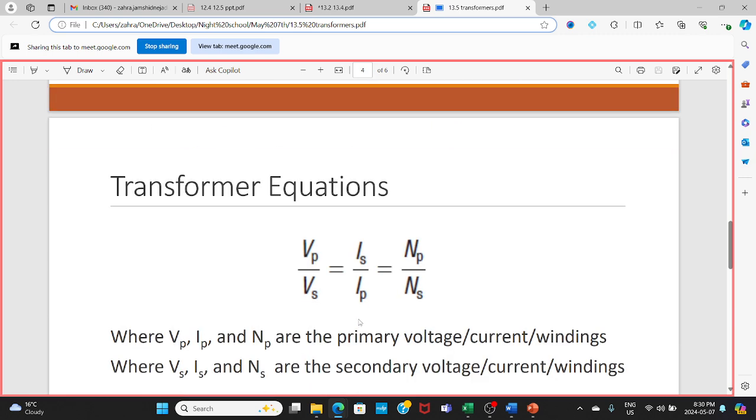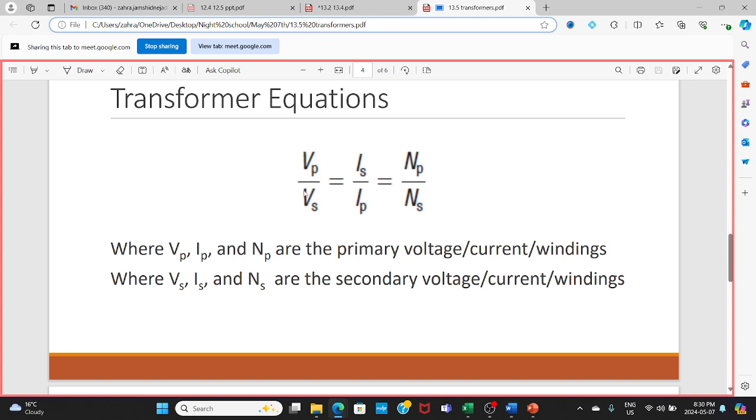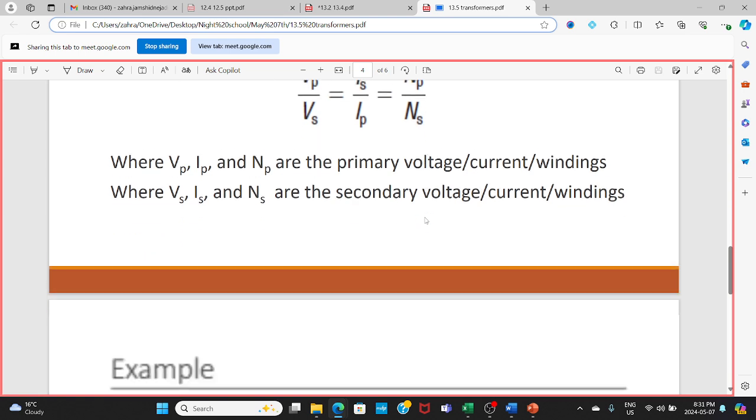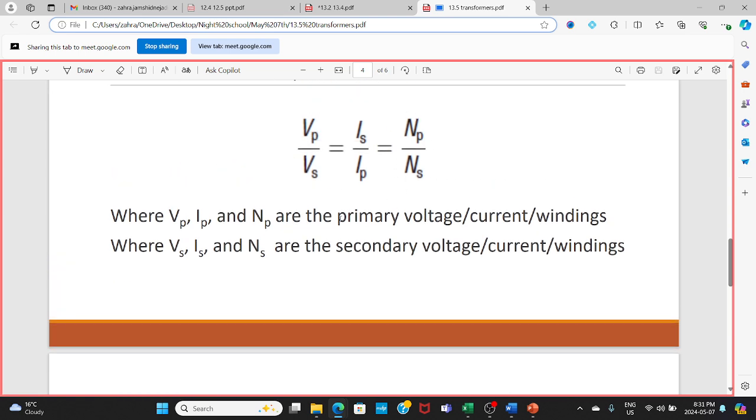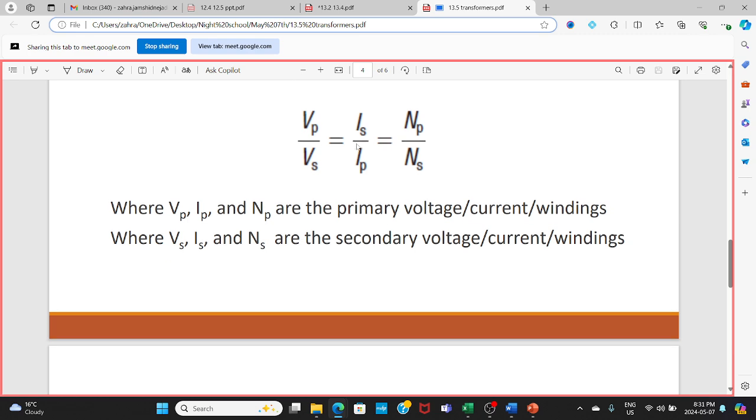So here is the equation. If you want to do some calculation, the voltage of the primary divided by the voltage of the secondary is equal to the current inside the secondary coil divided by the current inside the primary coil. And this is equal to the number of windings in the primary coil divided by the number of windings in the secondary coil. Okay. And we'll use that in an example. You will use this lovely equation.